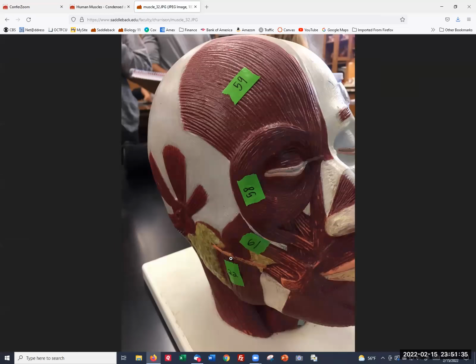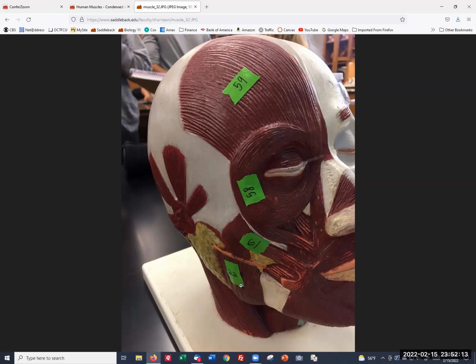So, the zygomatic arch, which is roughly here, is the origin. And the insertion is down here at the angle of the jaw. When you're learning these, I suggest that you see where the origin and insertion are. If they're close enough together, use a hand to touch them. If they're not close enough together, you can still visualize where they are. And then contract that muscle physically on your body.